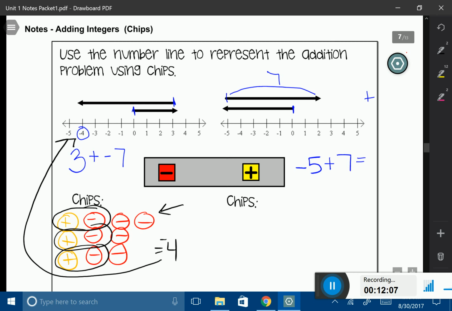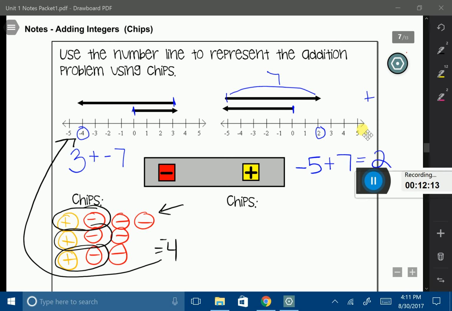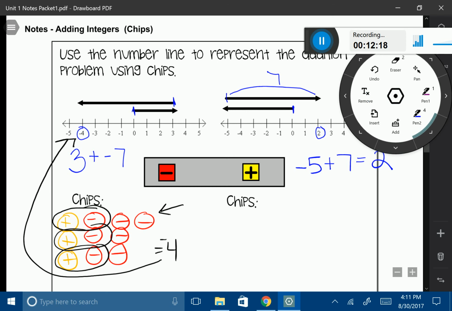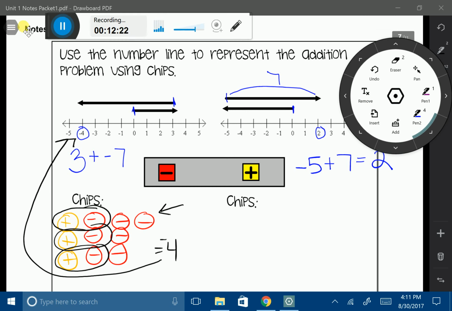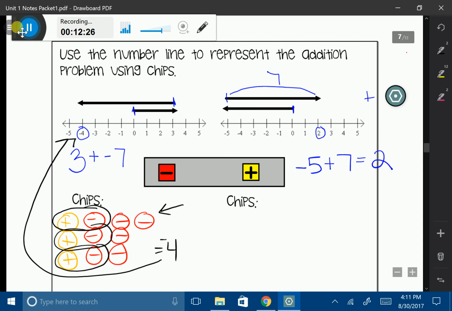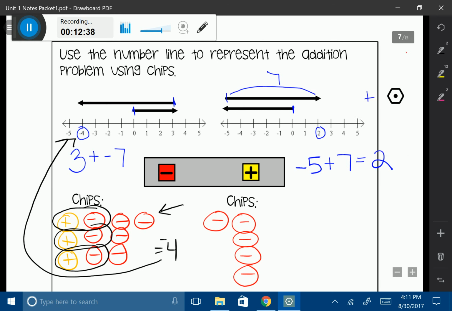Now, I know that my answer is going to be where I land, right? I know it's going to be 2. So let's see if I end up with positive 2 chips at the end. All right, I'm going to grab my negative first. I'm going to move this little guy over here. There we go. And I'm going to do negative 5 chips. 1, 2, 3, 4, and I'm going to put 1 over here. I'm going to go grab my yellow and I'm going to do my positive 7 chips.